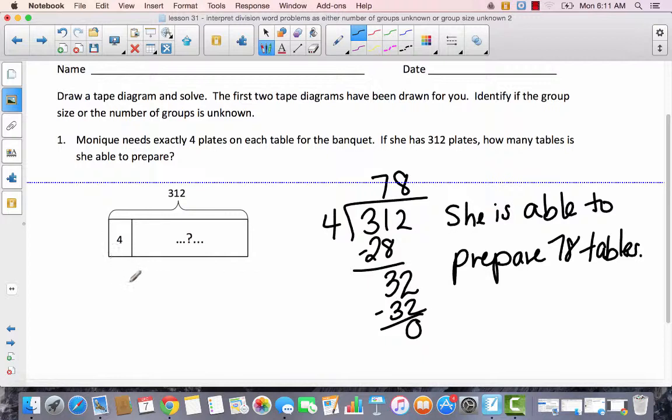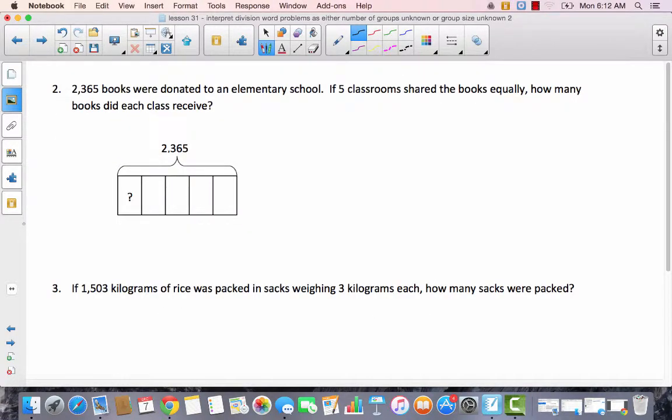So again, in this problem, we knew the group size. We didn't know the number of groups. So it says identify if the group size or the number of groups is unknown. So in this case, I'm going to write number of groups because that's what we were trying to find out. All right, let's look at problem number 2.